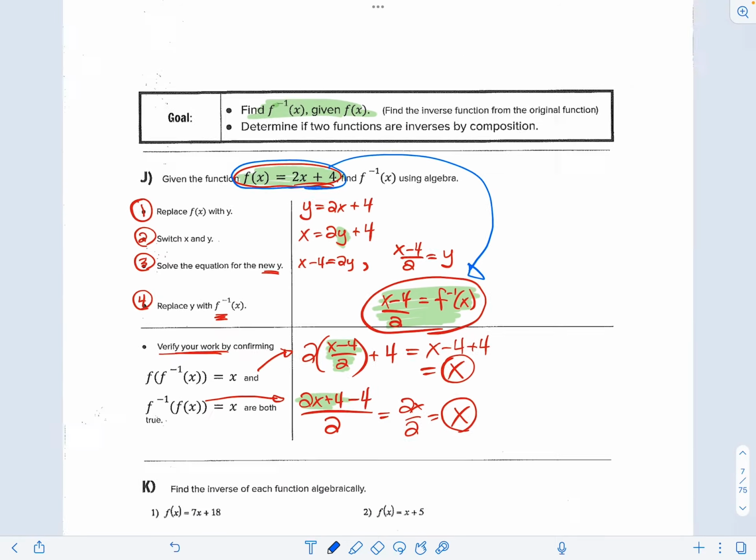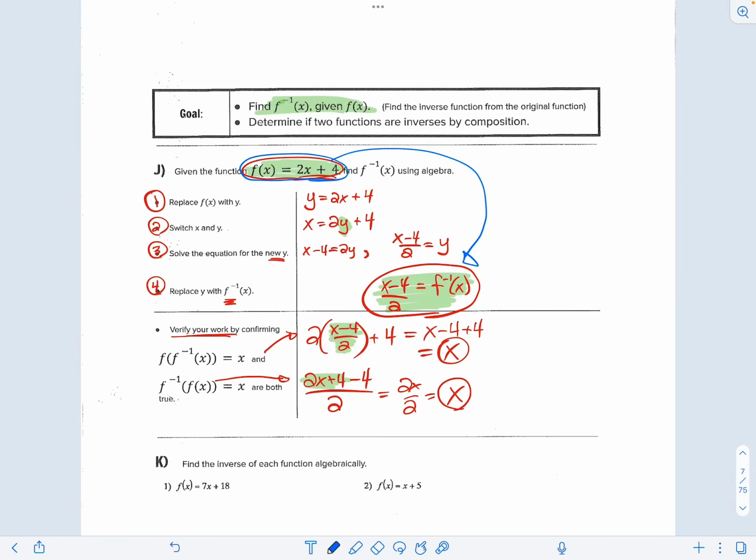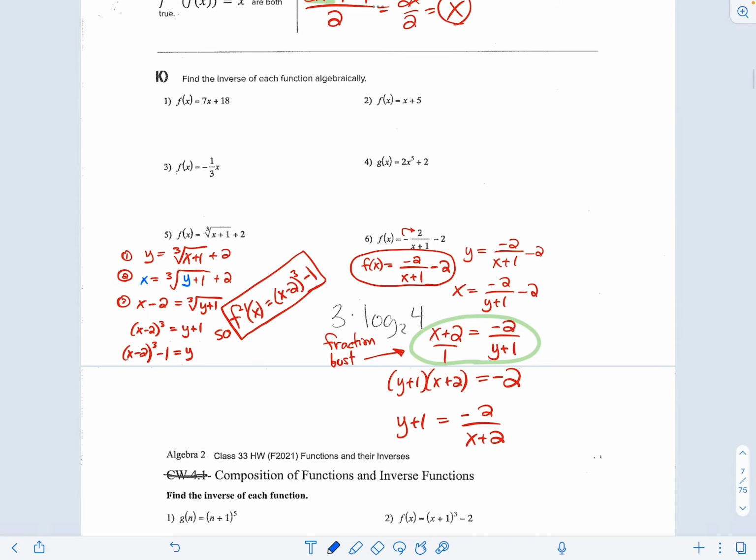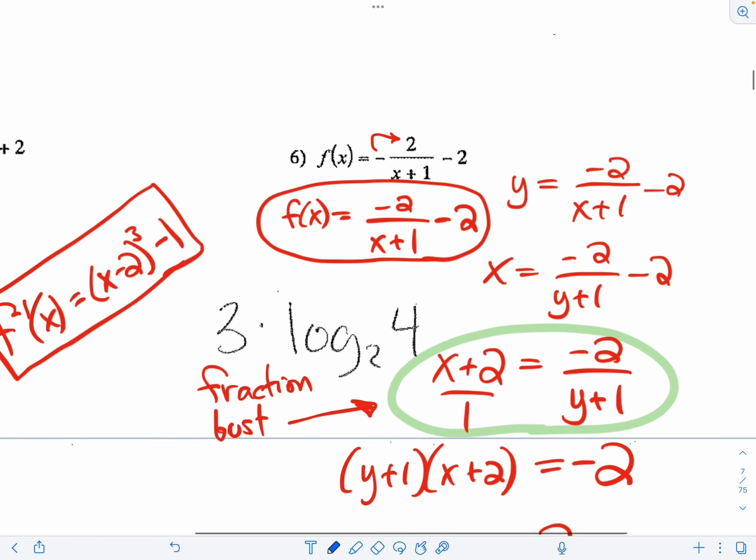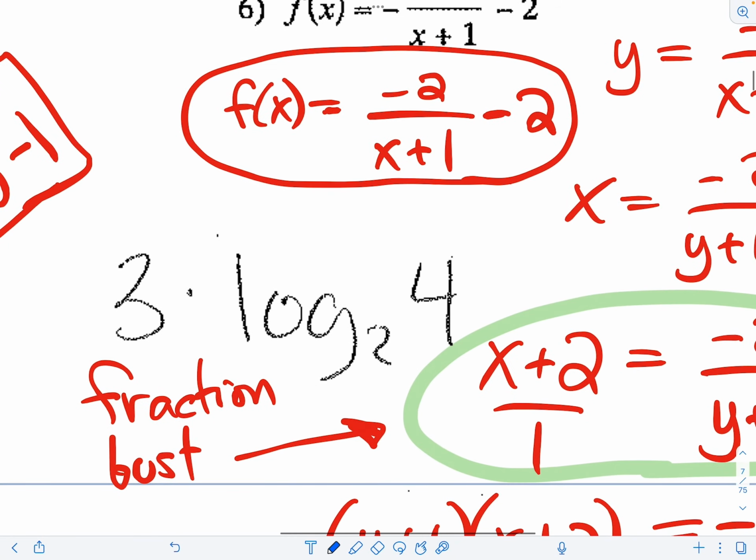First off, this packet has a lot of log problems. Let's go ahead and work on how to solve these little log problems. This page right here is 3 times, this is the log of 4 base 2, or the log base 2 of 4. And that's really asking what power.